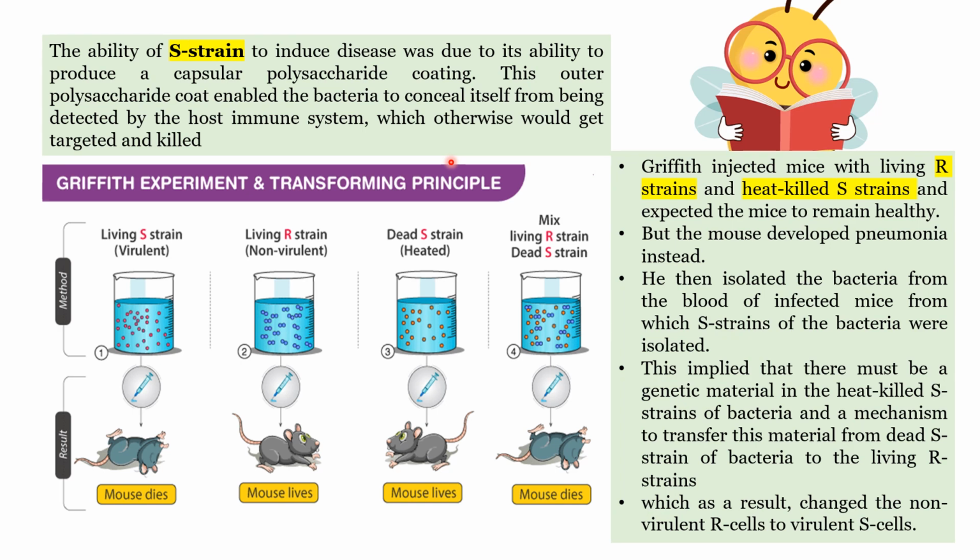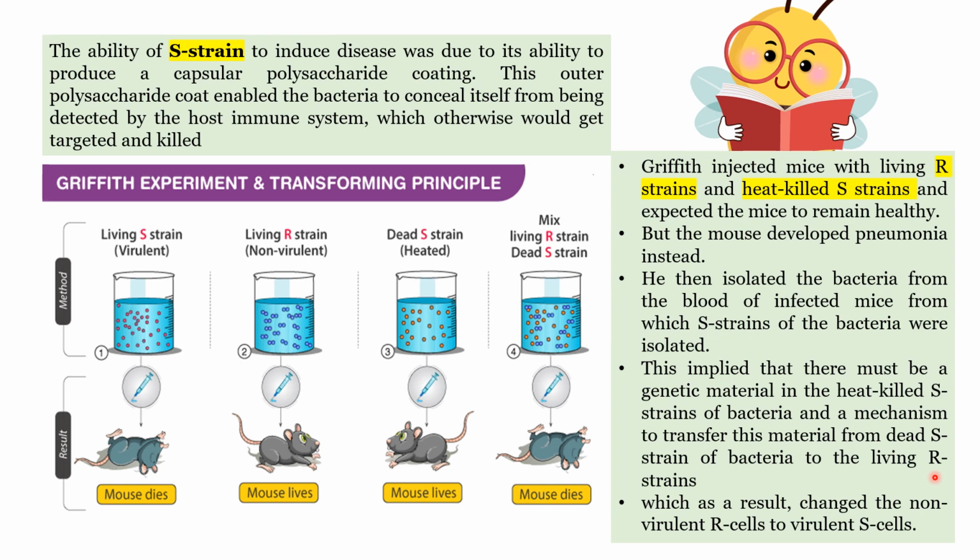Griffith injected mice with living R strain and heat killed S strain and expected that mice to remain healthy. But the mouse developed pneumonia instead. He then isolated the bacteria from the blood of infected mice from which S strain of bacteria were isolated. This implied that there must be genetic material in the heat-killed S strain of bacteria and a mechanism to transfer this material from dead S strain of bacteria to living R strain, which as a result changed the non-virulent R cells to virulent S cells.